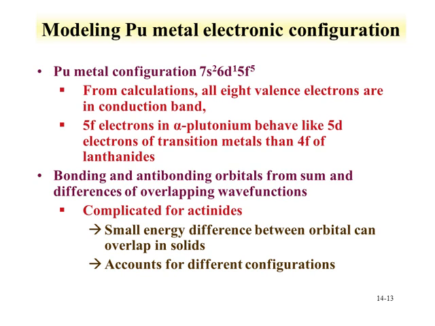The bonding and antibonding orbitals, from the sums and differences of the overlapping wave functions, are complicated for the actinides. And again, the small energy differences between the orbitals can overlap in the solids, and this is what accounts for the different configurations, and it's just manifest for the actinides at plutonium metal.